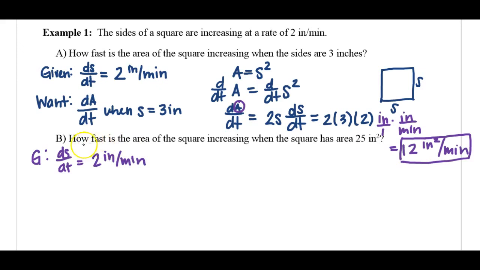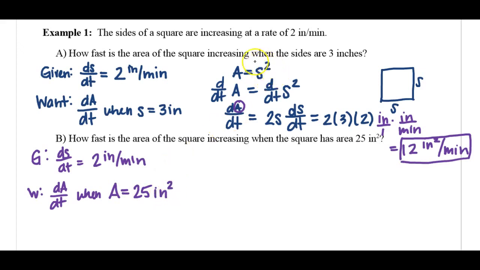And I still want to know how fast the area of the square is increasing. So I still want dA/dt, but what has changed is I want dA/dt when the square has area 25 inches squared. So dA/dt when the area A equals 25 inches squared. Previously I was told I want dA/dt when S equals 3 inches. This time I want dA/dt when A equals 25 inches squared.